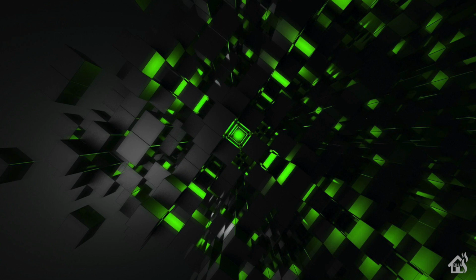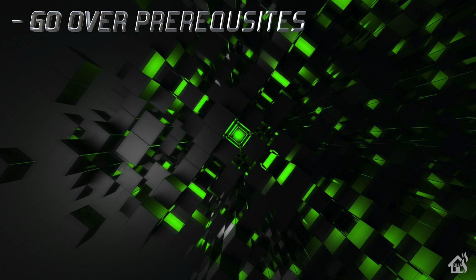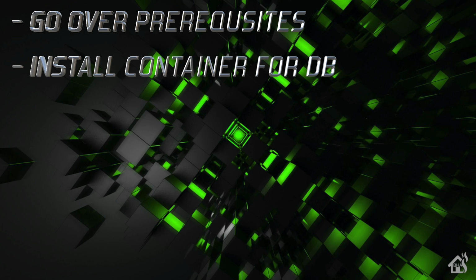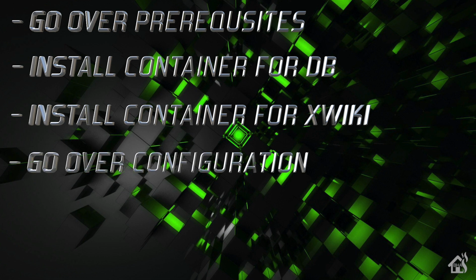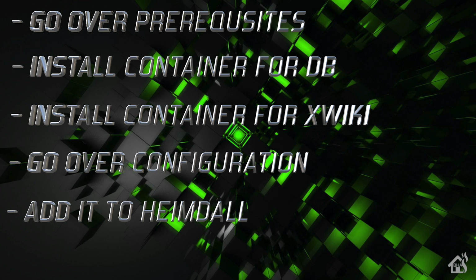Let's do a quick run through of everything we covered in this video. So, of course, for starters, we went over prerequisites, everything that was needed to get xwiki set up correctly. Once we did that, we installed the first container, which was the database container for xwiki. Once that was up and running, we installed the container for xwiki itself, which is basically the front end. After that, we went over the configuration and the initial setup of xwiki. And lastly, just as an added bonus, we added it into Heimdall.